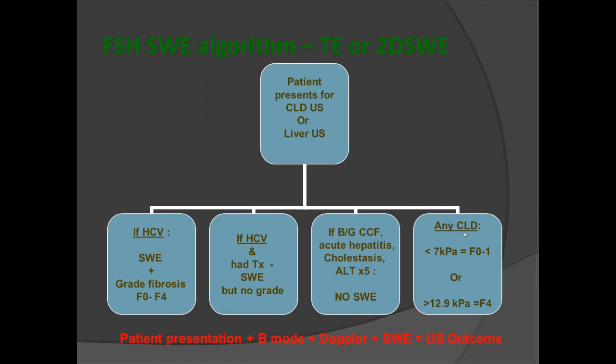And we always do this in conjunction with the way the patient presents, what our chronic B mode factors are, vein wall irregularity, Dopplers, what our portal vein and collaterals are doing, and then our shear wave. So it really is a combined process.